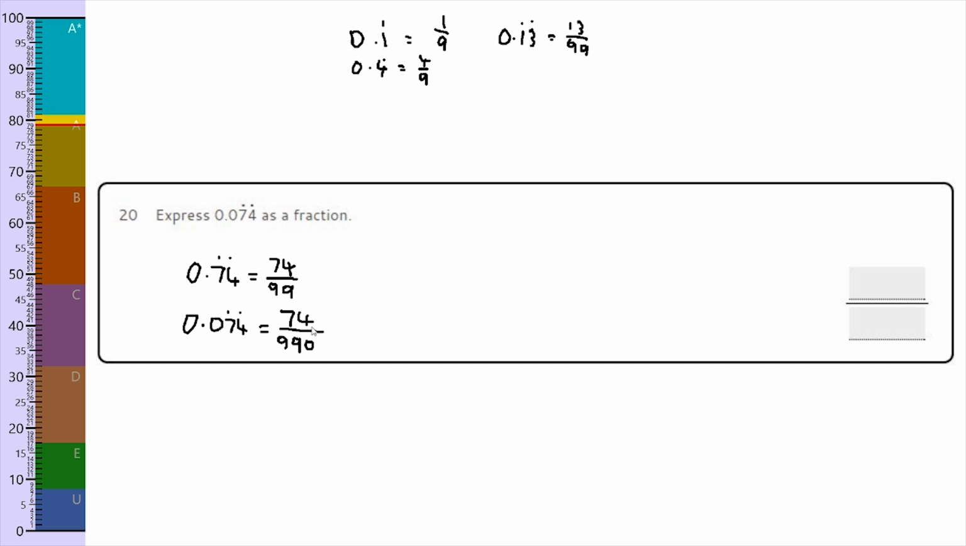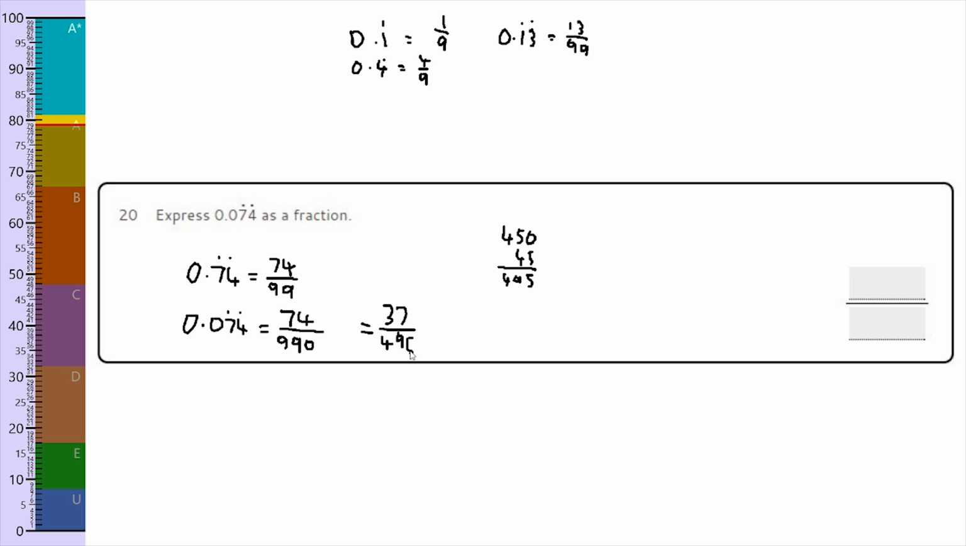Now they're both even numbers, so I know that that's not quite finished yet. Half of 74, so half of 70 is 35, half of 4 is 2, so 35 plus 2 is 37, and half of 990 is 495. Half of 90 is 45, so let's finish it off over here, it's going to be over 495.